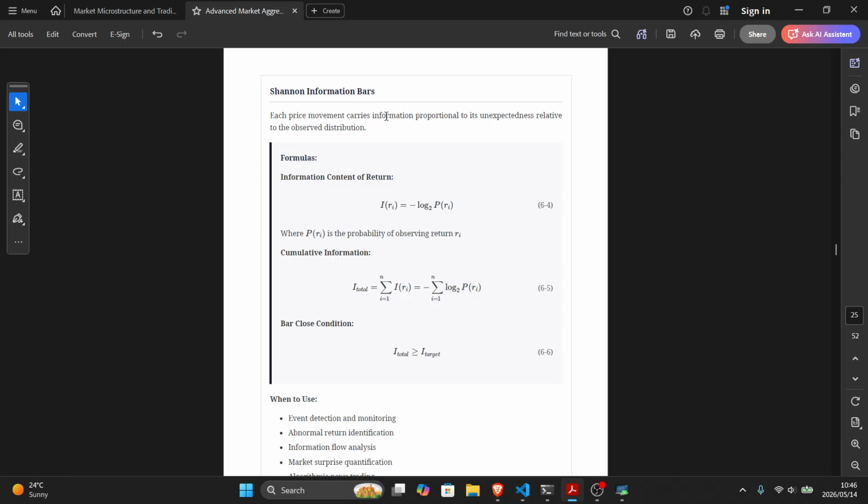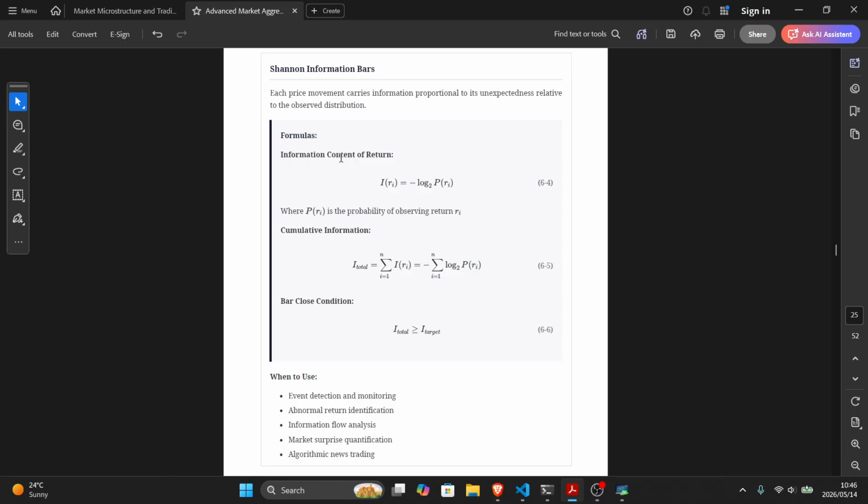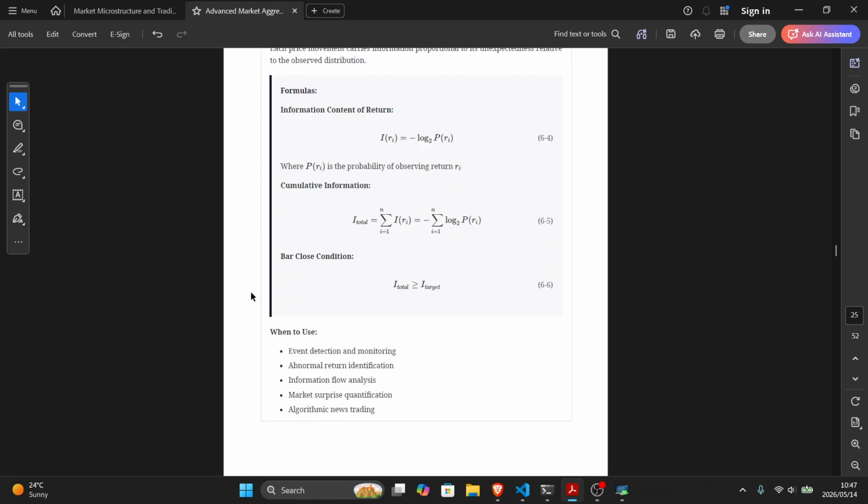Each price movement carries information proportional to its unexpectedness relative to the observed distribution. Formulas. Information content of return: the information of R sub i equals negative log sub 2 of P of R sub i, where P of R sub i is the probability of observing return R sub i. Cumulative information I sub total equals the sum of I of R sub i, where i indexes from 1 up until n, equals the negative sum of log sub 2 of P of R sub i, where i indexes from 1 up until n. Bar close condition: I sub total is greater than or equal to I sub target.